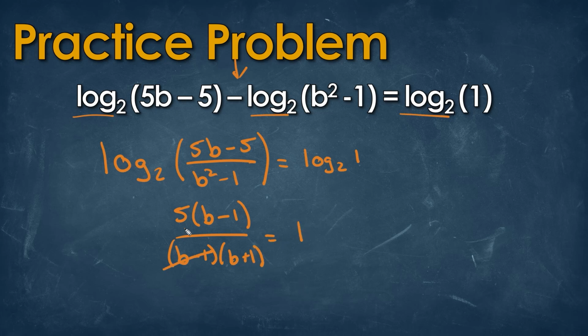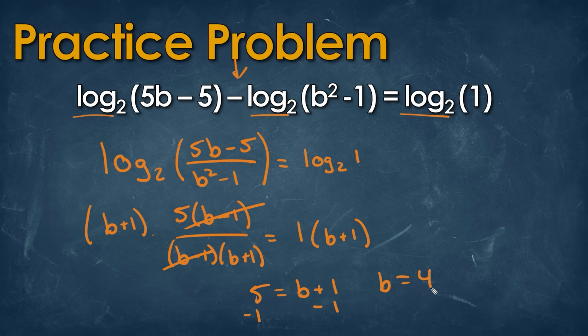We can cancel out b minus 1 on top and bottom. We can multiply this by b plus 1 on both sides. And so what we're going to end up having is 5 is equal to b plus 1. We can subtract 1 on both sides, so we get that b is equal to 4. Now it's always good to take this information and plug in 4 for b for any instance that you see here, because again, you want to make sure that none of the logs will have a 0 or a negative inside. And if you do that, you'll actually notice that all these values are positive, so 4 will be the correct answer.